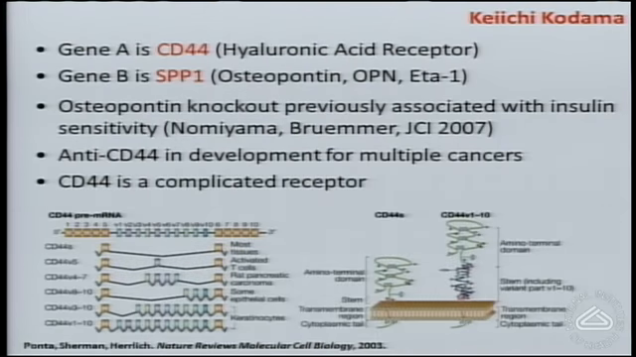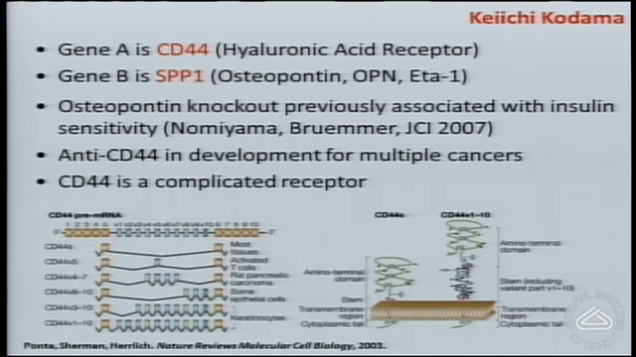So this gene A is called CD44. It's the hyaluronic acid receptor. It binds many more things than hyaluronic acid. The ligand is called osteopontin, just to connect the dots here. And the osteopontin knockout itself was published in a JCI paper. It is actually insulin sensitive, so everything's in the same direction here. But osteopontin as a ligand binds something like 30, 40 different receptors. They never made the connection to this particular receptor.